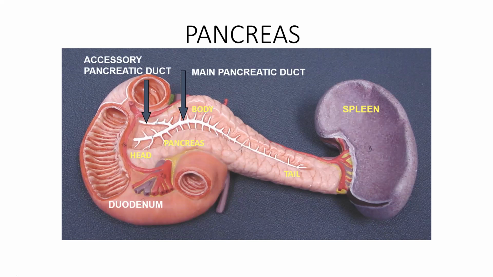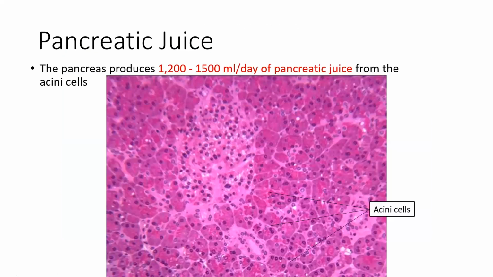Now, the islets of Langerhans are scattered throughout here, making glucagon and insulin. They have no impact on digestion whatsoever. Totally a different production going on here. So remember the islets of Langerhans? That's that pink structure you see here in the middle, right in here. Well, the acini cells are all the darker staining cells outside.